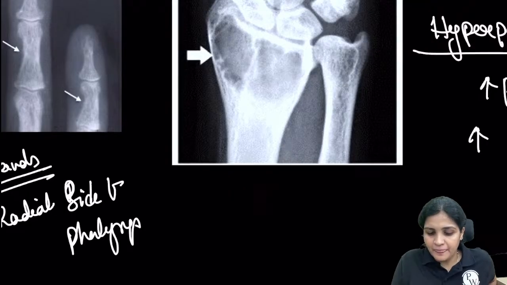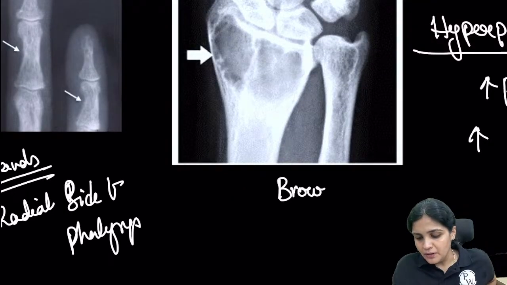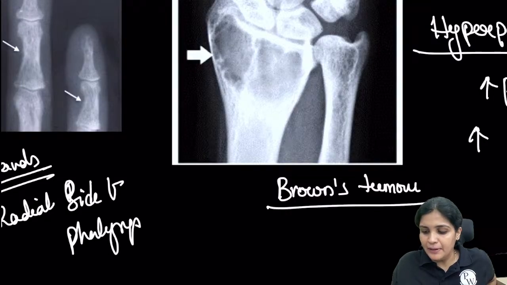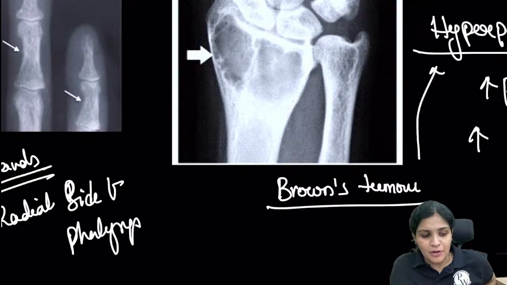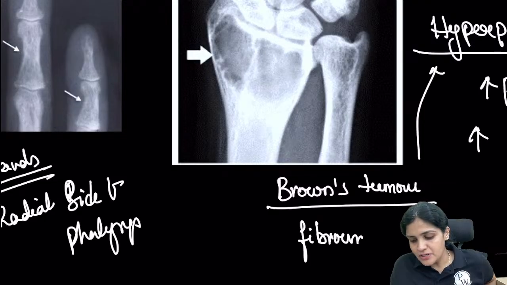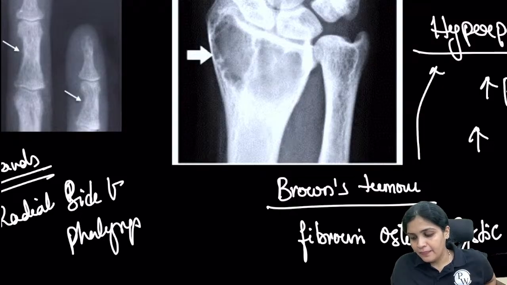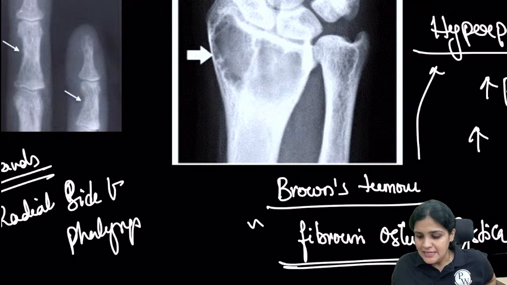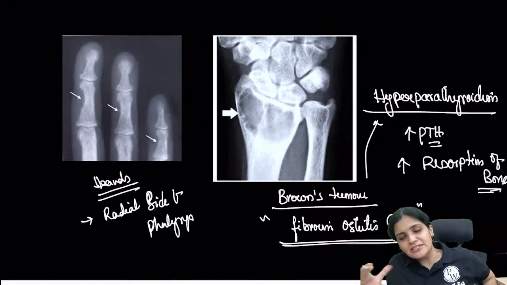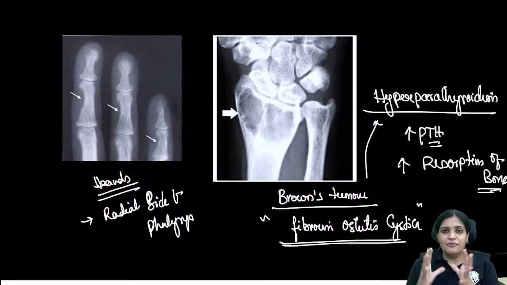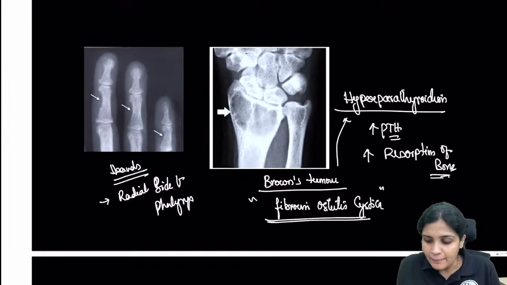And what is this? This is Brown's tumor. Again, it is seen in hyperparathyroidism. Brown's tumor is also called fibrosis osteitis cystica. It is nothing but the condensation of the fibrous tissue with liquefaction of the tissue which is present, and it appears as a tumor. So this is called Brown's tumor, usually seen in your hyperparathyroidism.